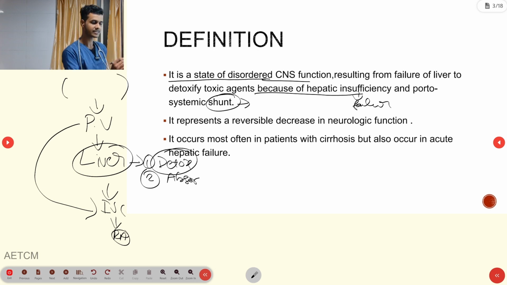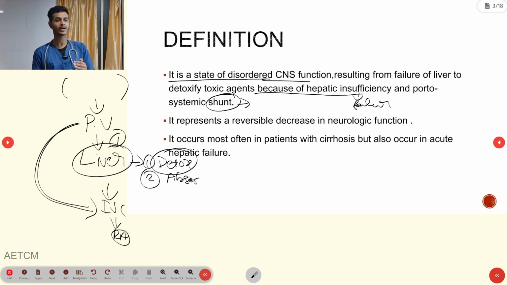If it is bypassing the liver, the detoxification won't occur. As we told, ammonia will drain straight into the inferior vena cava. That ammonia, one of the neurotoxins, will straight away cause the CNS disorder, that is altered mental status. So this is the reason. Two major reasons: first one, hepatic failure. Second one, though you have intact liver function, there is a problem in your circulation, a shunt between the portal and systemic circulation. These are the two major reasons for hepatic encephalopathy.